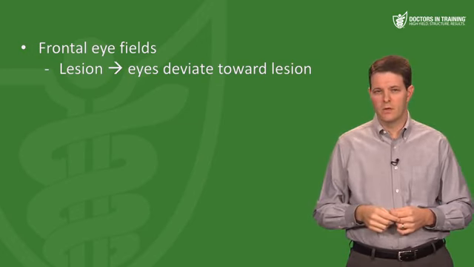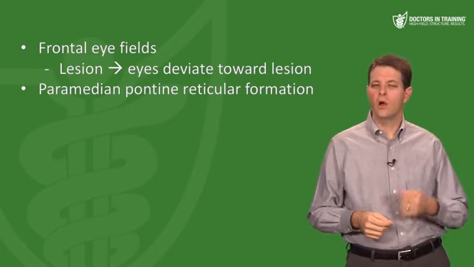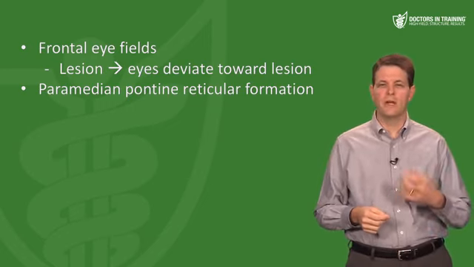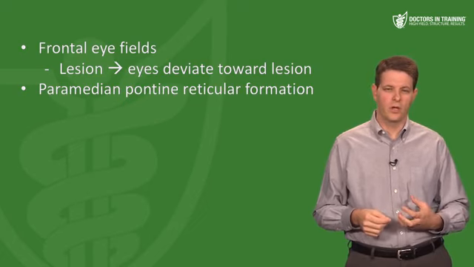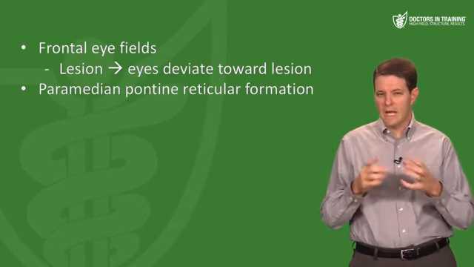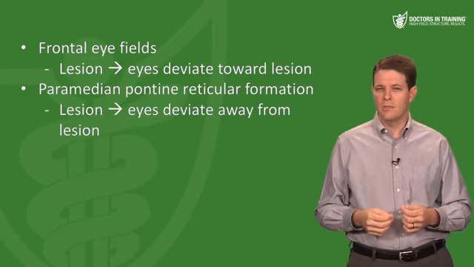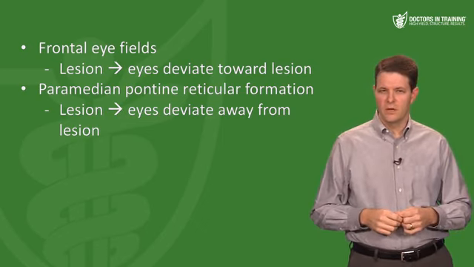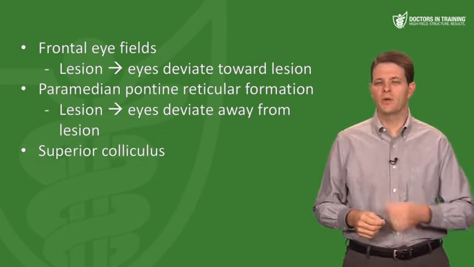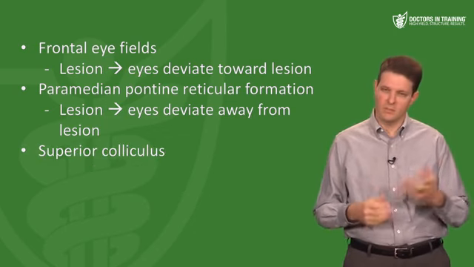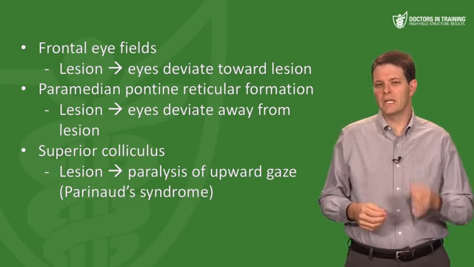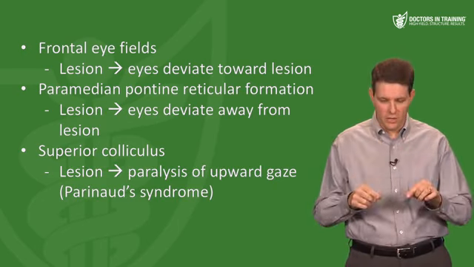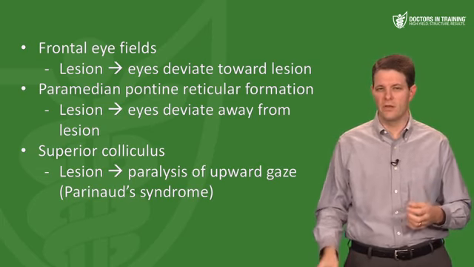toward the lesion. Now contrast that with a lesion to the PPRF, or the paramedian pontine reticular formation. The PPRF is a brainstem structure rather than a cortical structure that's also involved in those scanning eye movements. And a lesion of the PPRF will cause the eyes to deviate away from the side of the lesion. There's another deep brain structure called the superior colliculus that's involved in eye movements, among other things. But a superior colliculus lesion will cause paralysis of upward gaze so that the eyes tend to look downward. This is referred to as Parinaud syndrome.